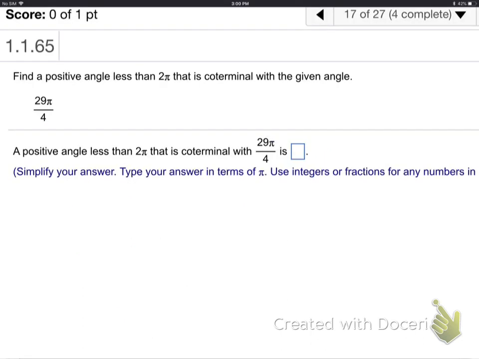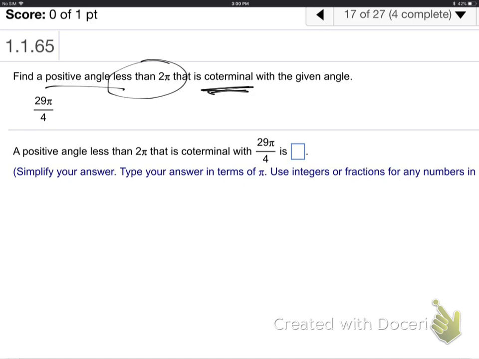They're giving us a gigantic angle, 29 pi over 4. And they want us to find a coterminal angle, you know, ending in the same spot, that's a positive angle less than 2 pi. See, this is huge. 29 pi over 4, that's way more than 2 pi. How do you know? Well, 4 goes into 29 a lot more than 2 times, doesn't it? So that's a lot more than 2 pi.